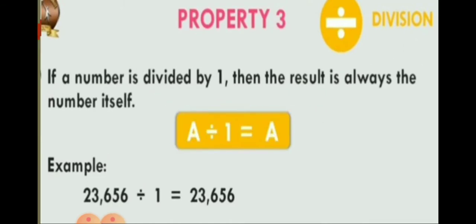Property 3. If a number is divided by 1, then the result is always the number itself. You can see, suppose a is any number and a is being divided by 1 and you can see again a we have got. If we take a look with an example, then 23,656 when divided by 1 gives us again 23,656.